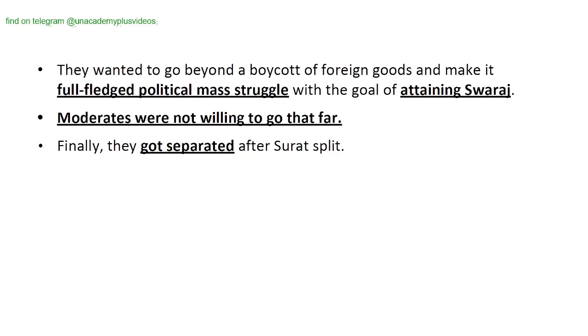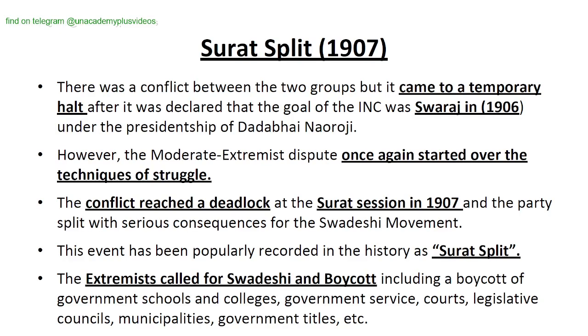They wanted to go beyond a boycott of foreign goods and make it a full-fledged political mass struggle with the goal of attaining Swaraj. Moderates were not willing to go that far. Finally, they got separated after the Surat split. Surat split of 1907. There was a conflict between the two groups that came to a temporary halt after it was declared that the goal of the INC was Swaraj in 1906 under the presidentship of Dadabhai Naoroji.